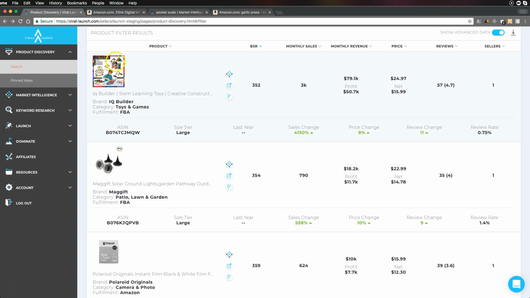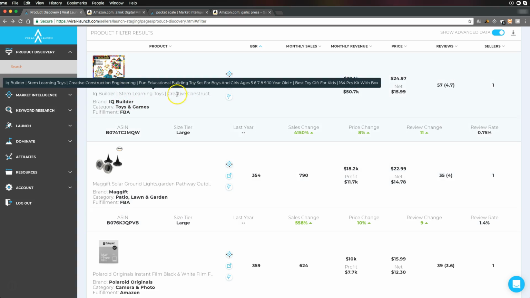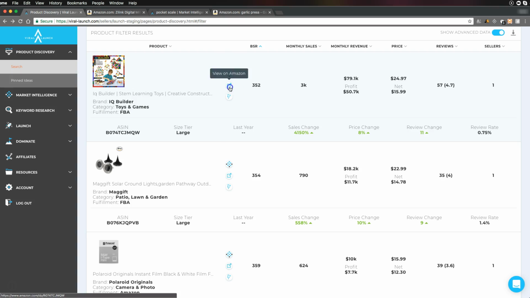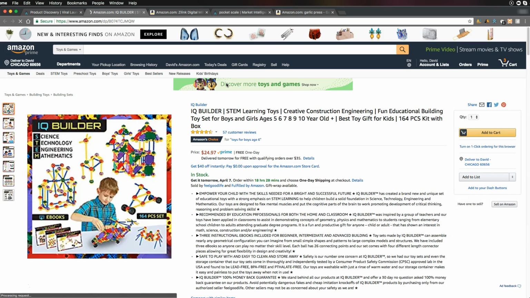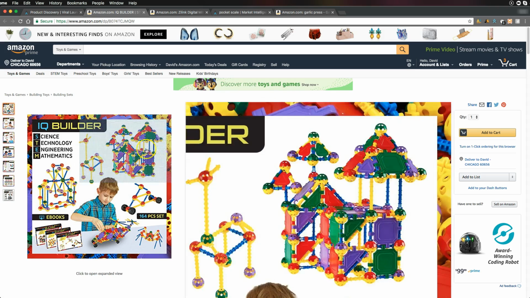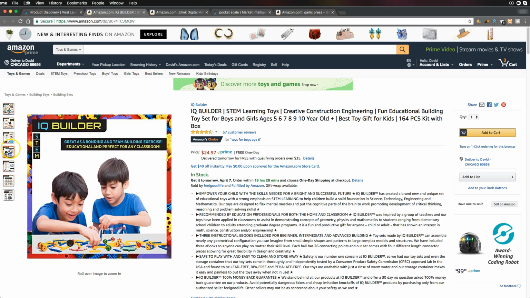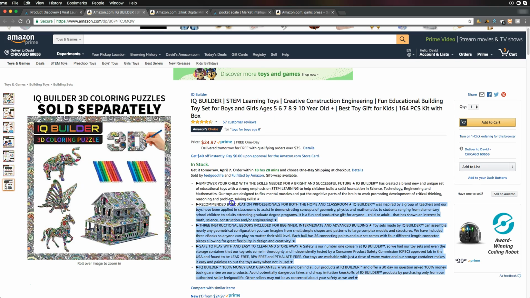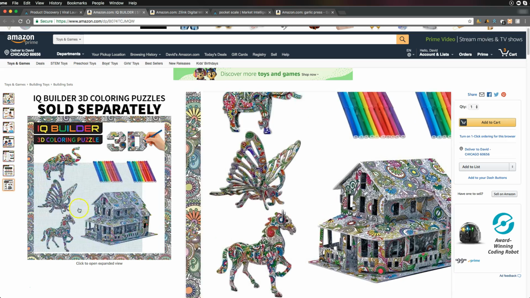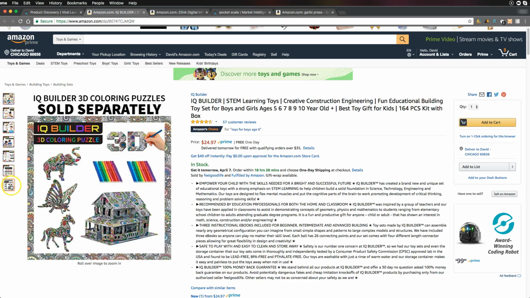So here we have a cool product. STEM learning toys, creative, constructive. Let's take a look at this product here on Amazon really quickly. Whoa. Right away, I mean, everything stands out on this listing. Great images, great infographics. I mean, very, very keyword stuffed bullet points, but you know, it's working, man. People need a lot of information when they're buying something like this, but this is really cool.